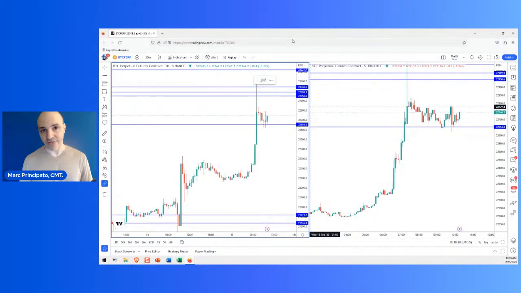And of course, the C wave can be very dramatic, right? But it doesn't mean we're going to have one. So make sure you understand that.